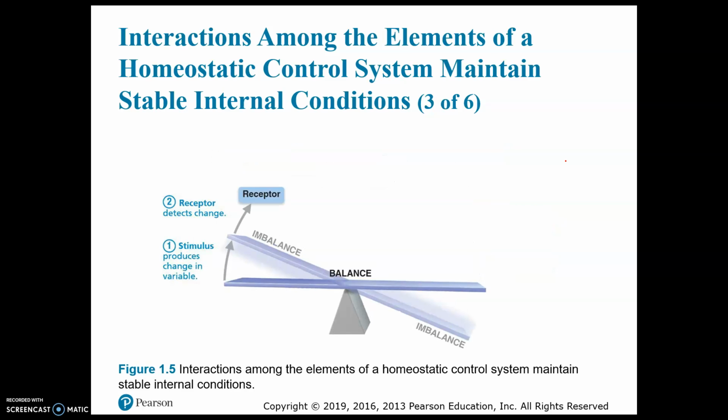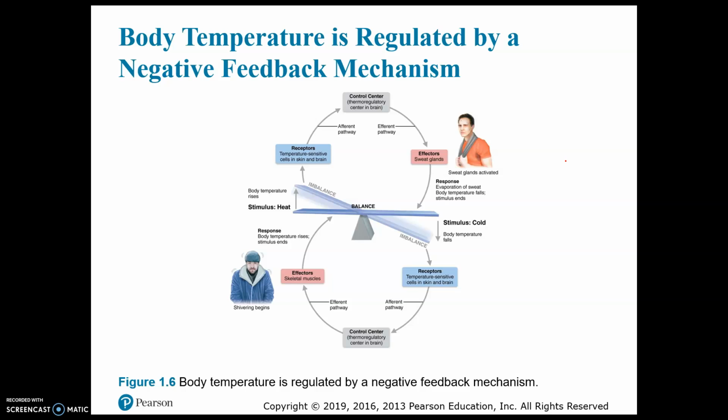I'm going to skip that. All right, and we have another example, which is body temperature. When everything's in balance, we have a pendulum here. So when everything's in balance, we don't have any need for negative feedback. But let's say that the stimulus is heat, which causes the body temperature to rise.